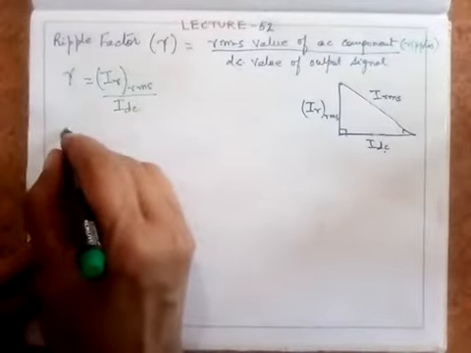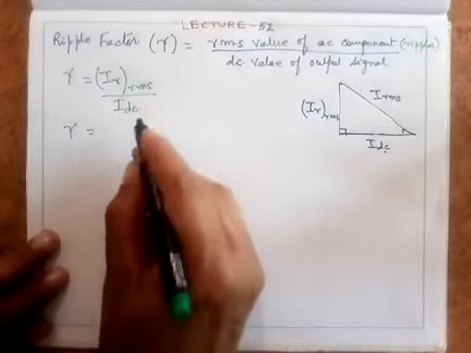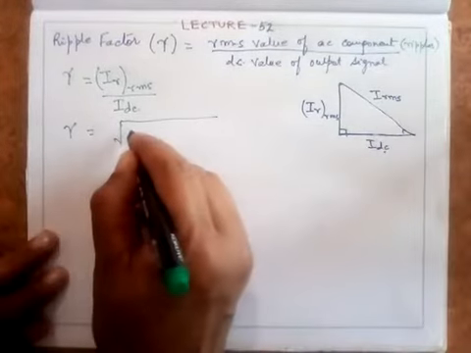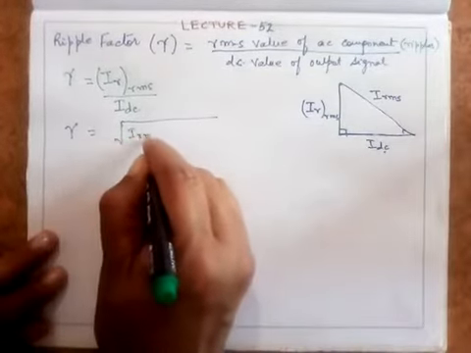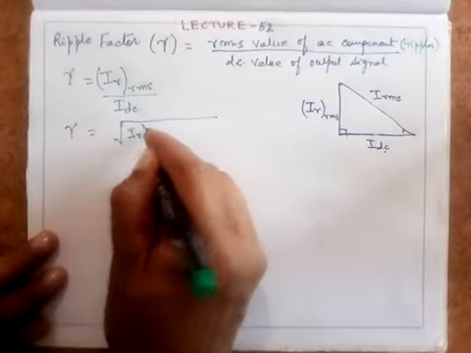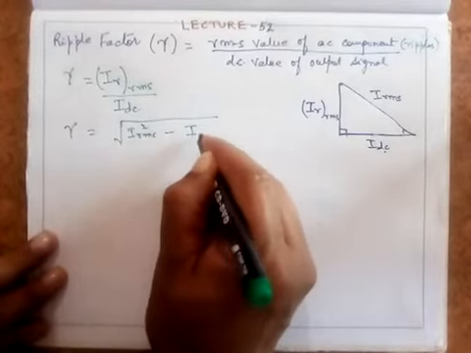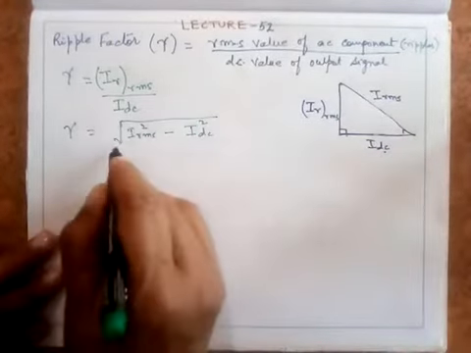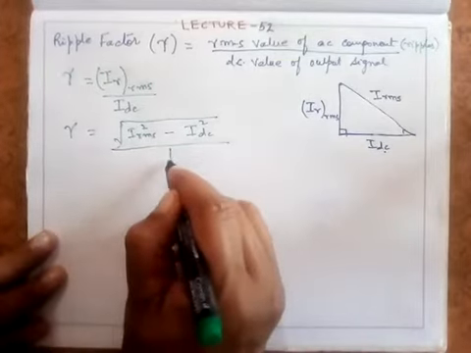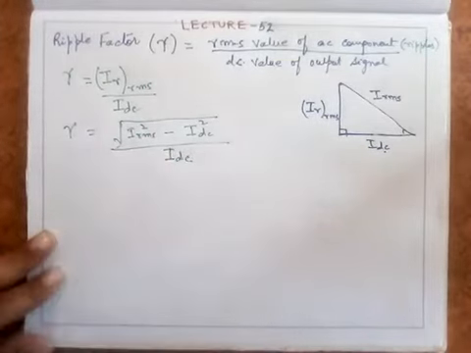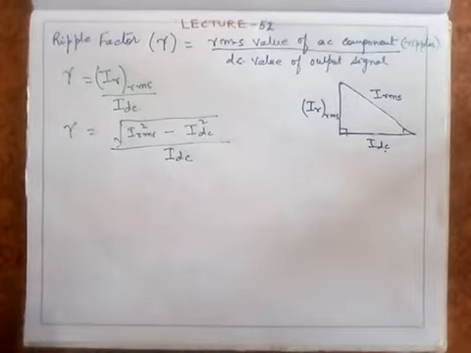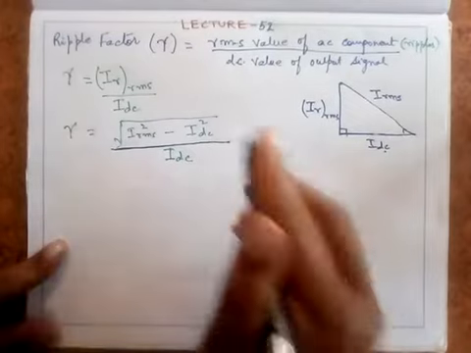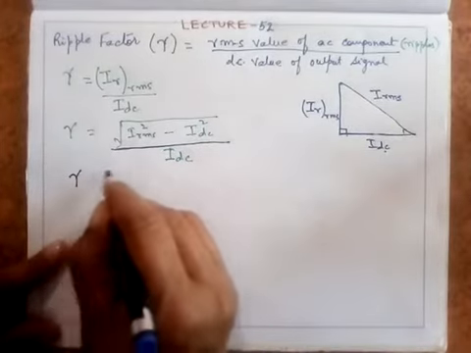So I can say that this gamma, the ripple factor, is equal to under root of IRMS square minus IDC square. Of course, this is equal to this square minus this square, upon IDC. Upon IDC. If it is not visible, I'll use another color.